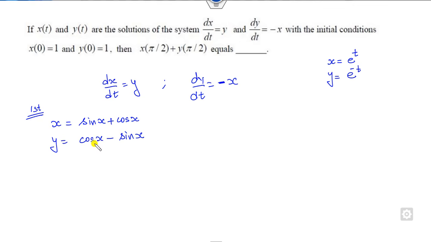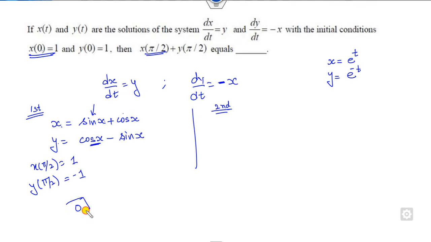What is the derivative of y? It is -sin - cos. Once you take this, x(0) is 1 and y(0) is 1. So what is the value of x(pi/2) and y(pi/2)? The value of x(pi/2) is 1, and y(pi/2) is 0, or rather the other way around, and the addition will be 0. So 0 is the right answer.